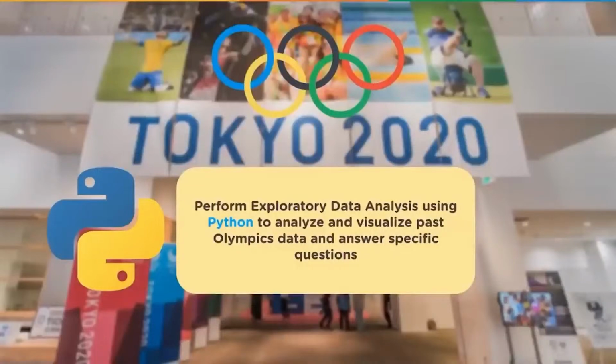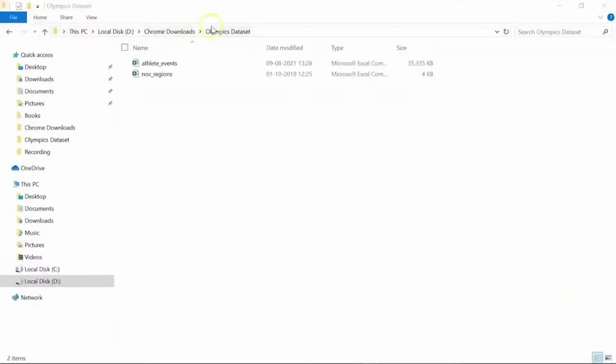Now, let me go ahead and show you the datasets that we'll be using in this video. So here you can see I have my Olympics dataset folder that has 2 datasets. These are CSV files. One is called athlete_events and the other one is called NOC_regions. So we'll be using these 2 datasets. These datasets can be downloaded from Kaggle. We will post the dataset links in the description of the video. Please go ahead and download them. These datasets have been directly taken from the internet.